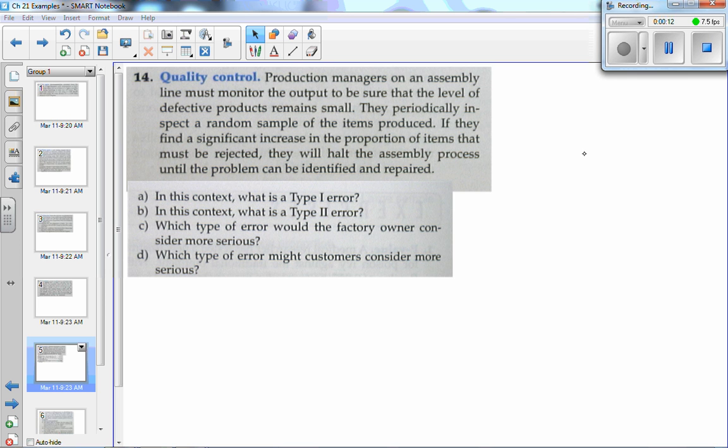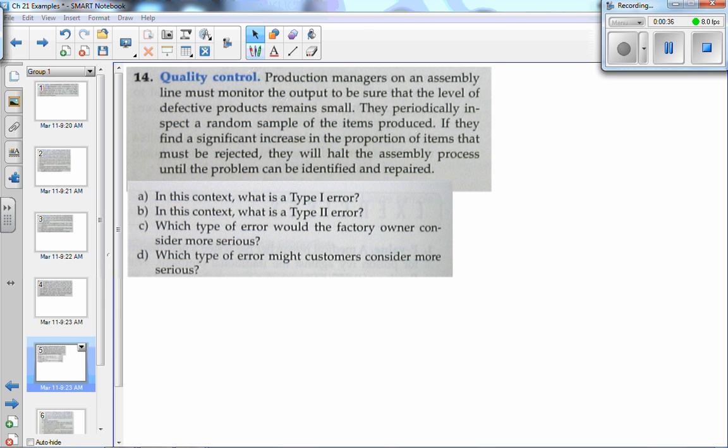Quality control. Production managers on an assembly line must monitor the output to be sure that the level of defective products remains small. They periodically inspect a random sample of the items produced. If they find a significant increase in the proportion of items that must be rejected, they will halt the assembly process until the problem can be identified and repaired. In this context, what is a type 1 error?